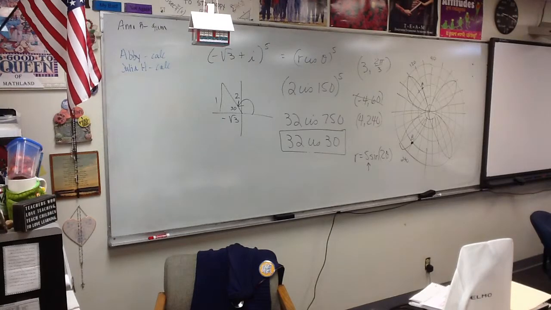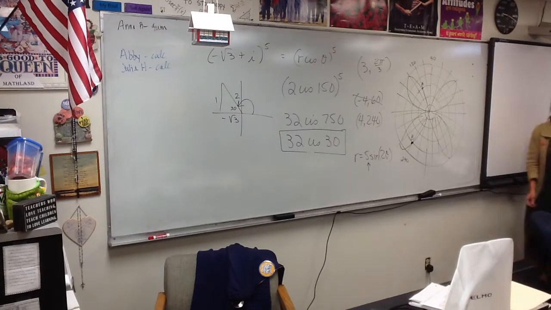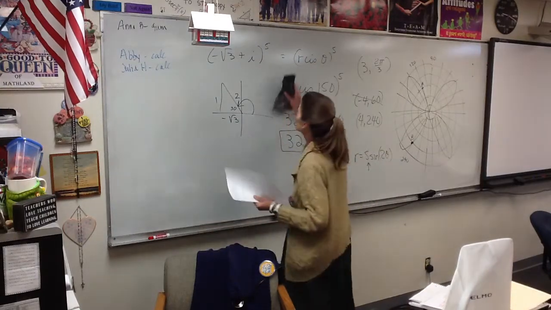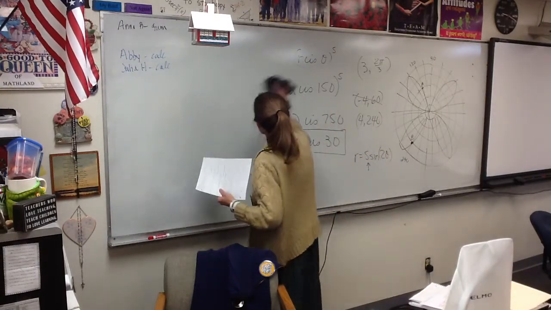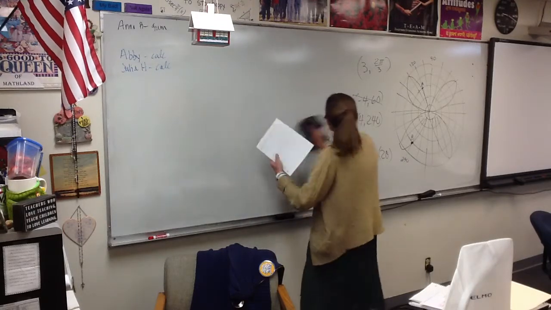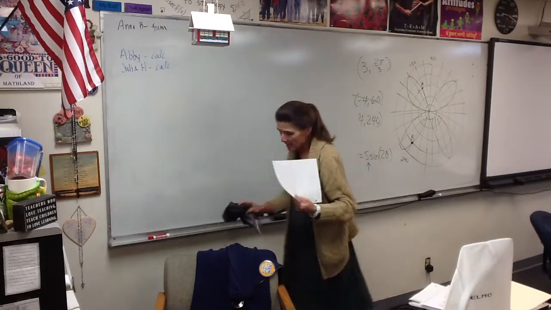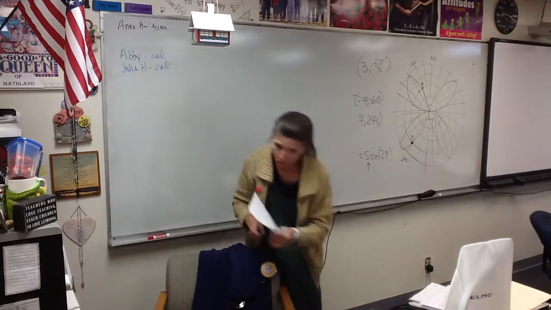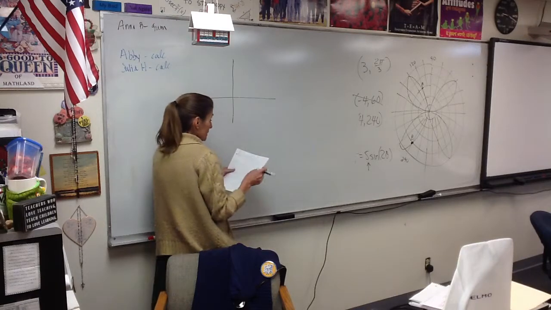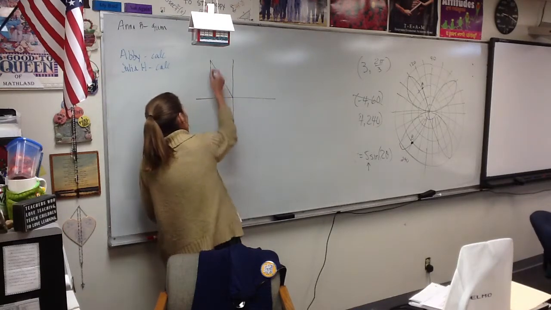Now let's refresh our memories here. What does it mean when we say polar coordinates? What are we looking for? We're looking for R and theta. Polar means R and theta. So, how do we find R and theta? We draw a picture.